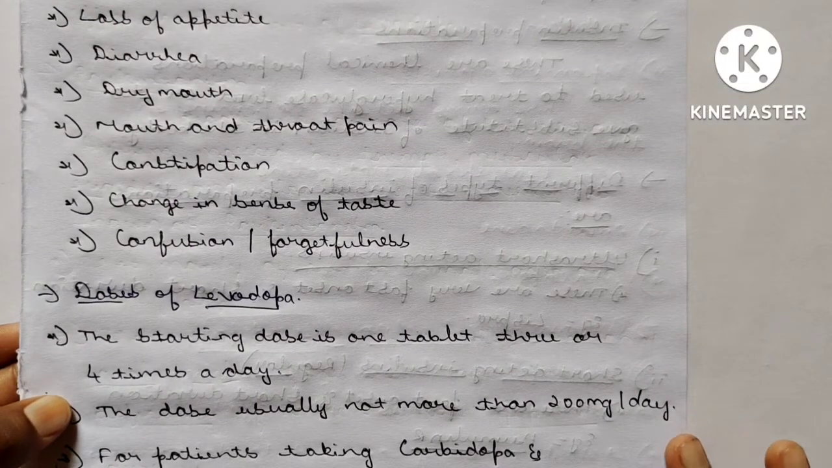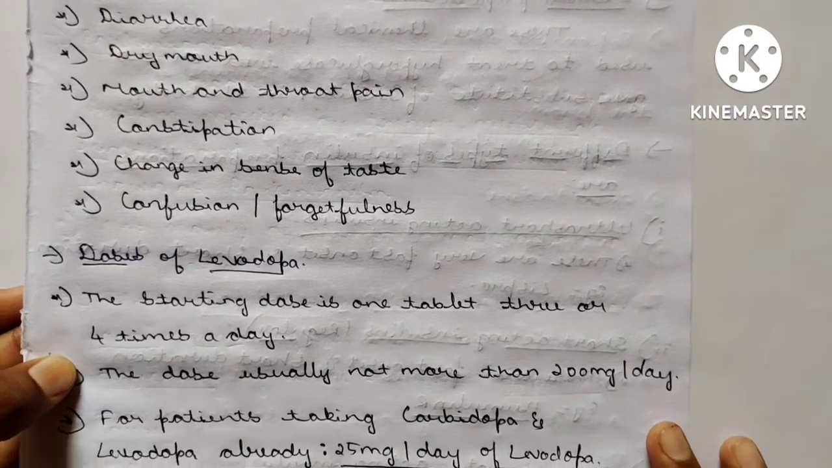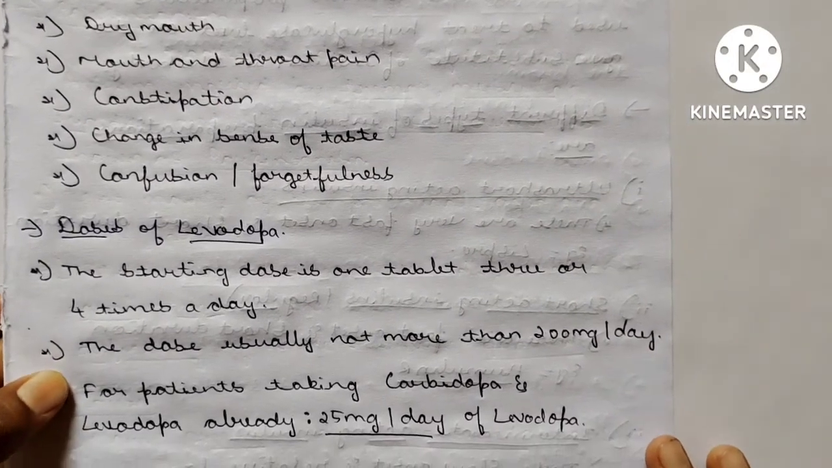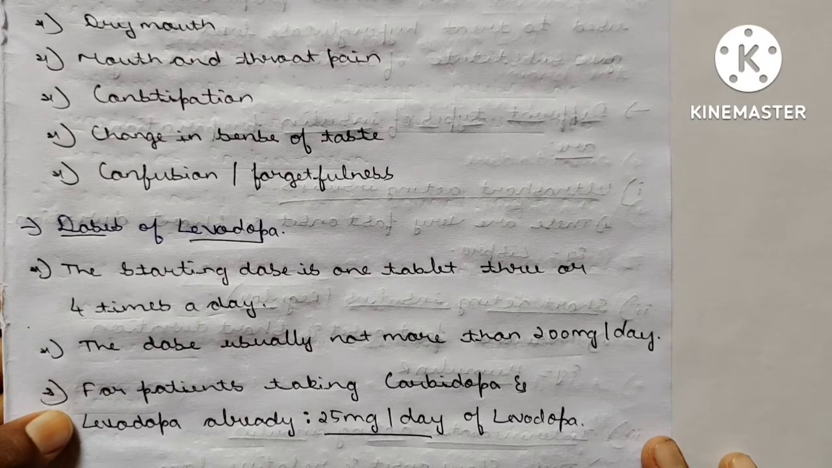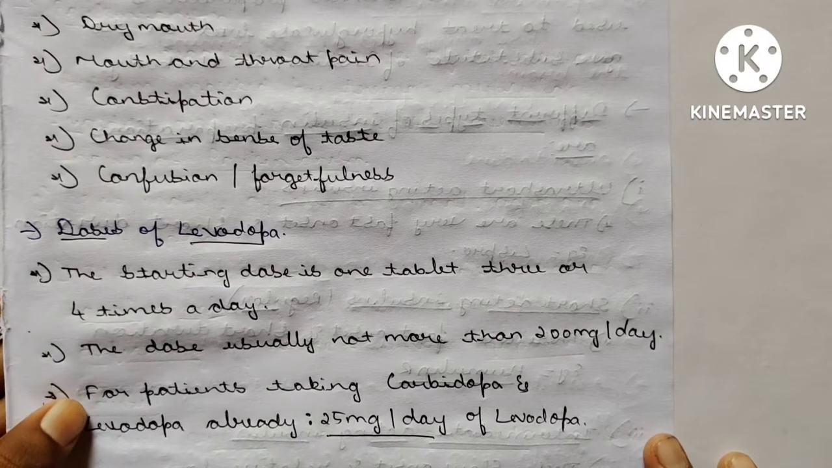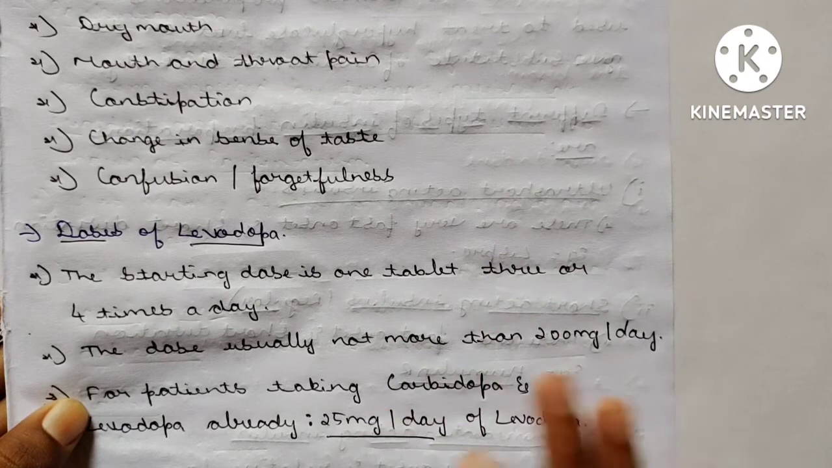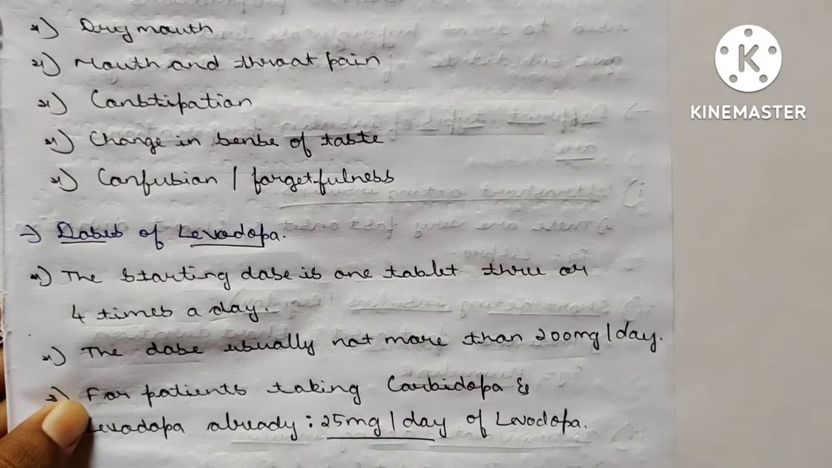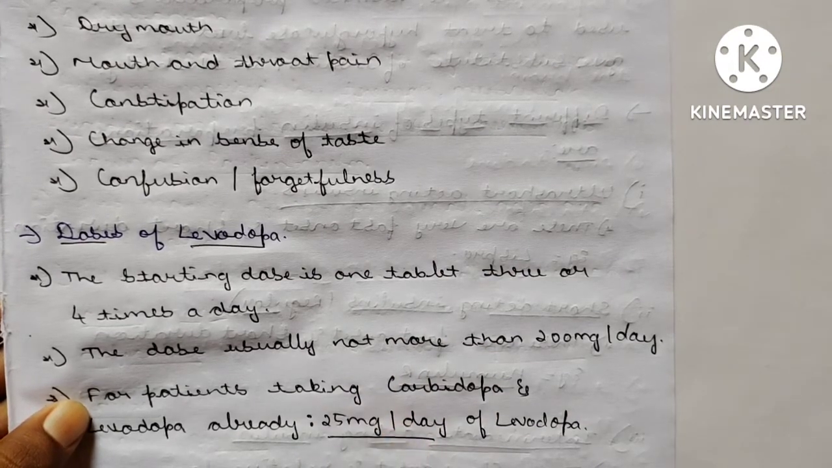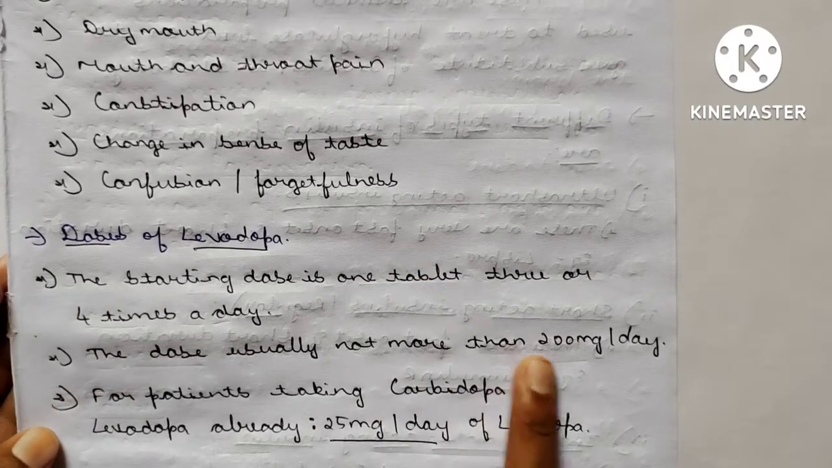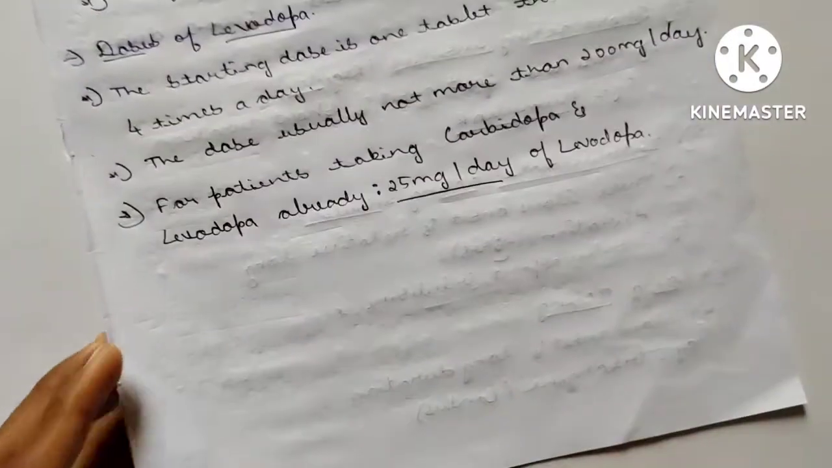The dose is usually not more than 200 mg per day. For patients taking carbidopa and levodopa, already 25 mg per day of levodopa. Means those who have already been taking levodopa for 5 months, or for 1 year, 6 months, for them only 25 mg. For initial patients, who are starting now, 200 mg per day. Yes, these are very important questions. Let's discuss some more questions.